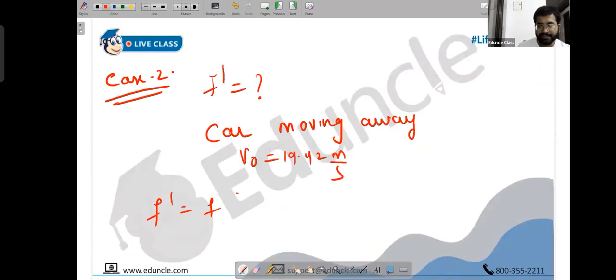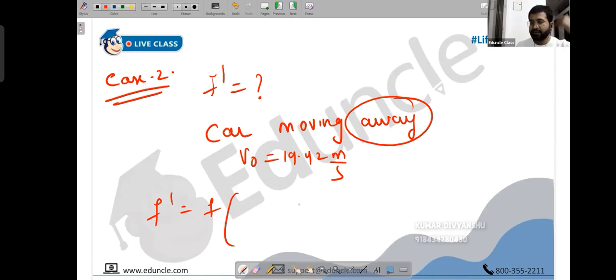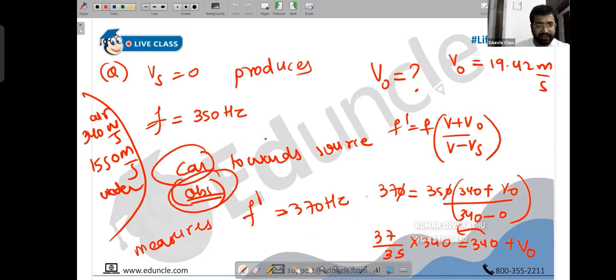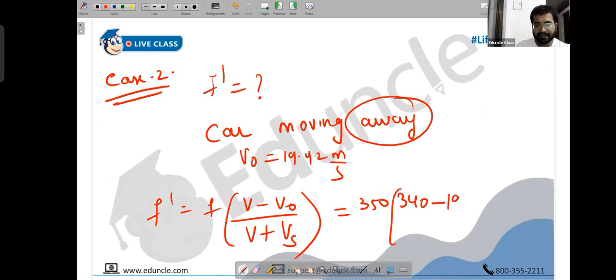So F dash is F into, what happens in the away case: upper minus, lower plus. Towards was upper plus, lower minus. So this is (V minus VO) upon (V plus VS). So we have F, the original frequency, which is 350, into (340 minus observer, which is 19.42) upon (340 plus source, which is 0). Whatever is the answer. Any questions on this? No, sir.